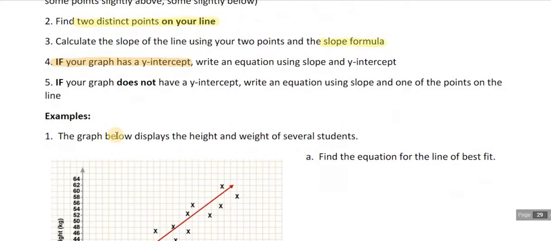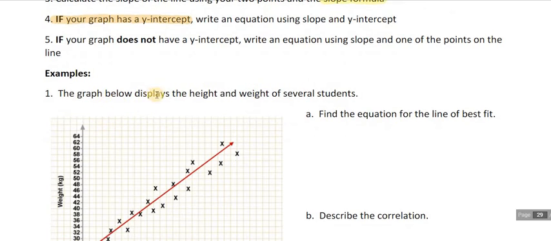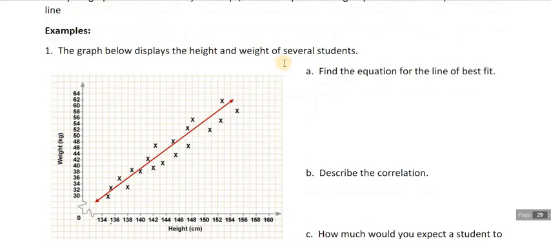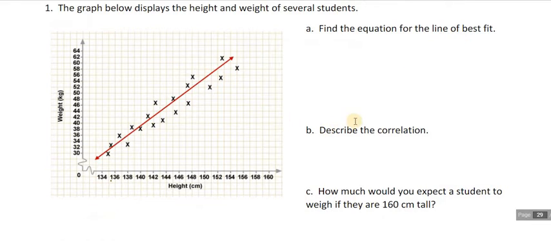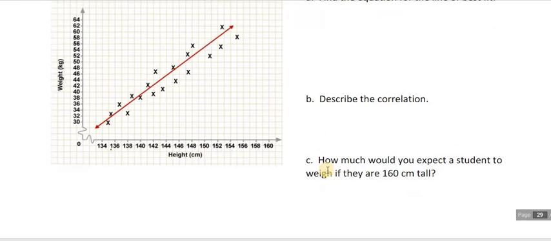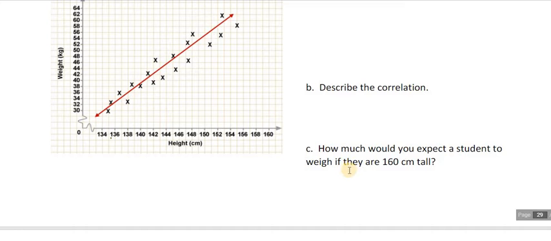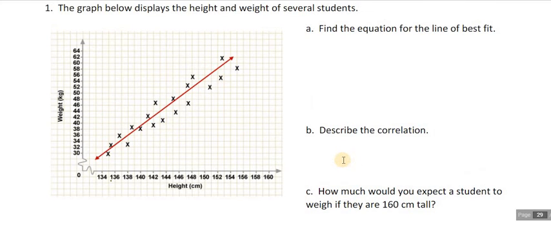So we have 3 examples in this lesson. The first one says the graph below displays the height and weight of several students. We want to find the equation for the line of best fit, describe the correlation, and determine how much we would expect a student to weigh if they are 160 centimeters tall.